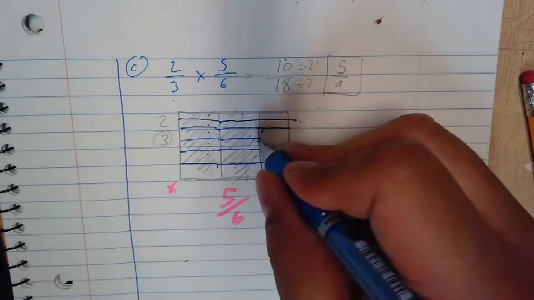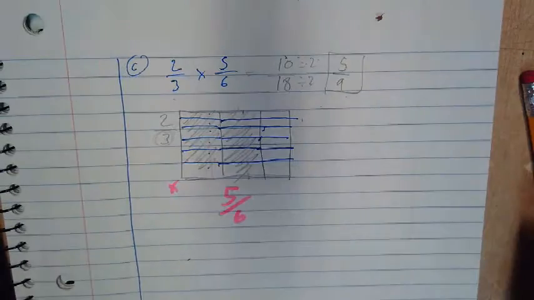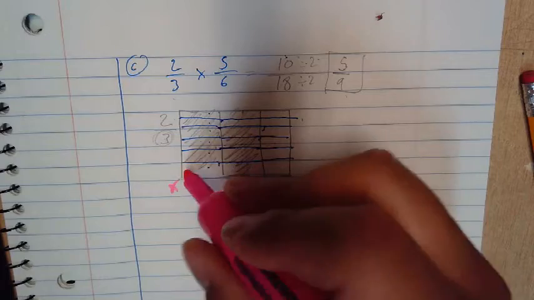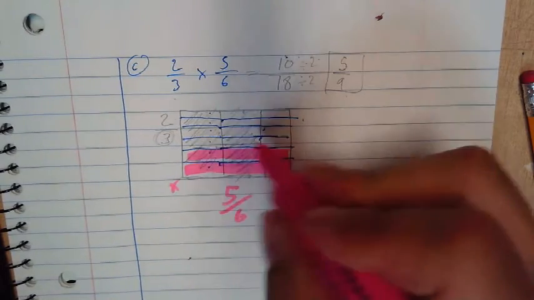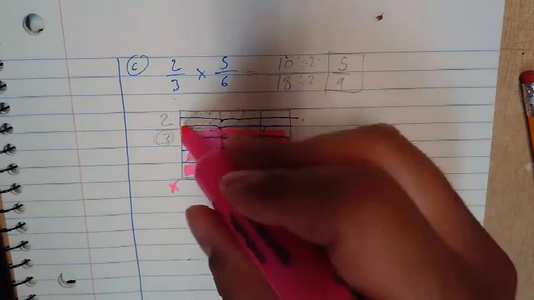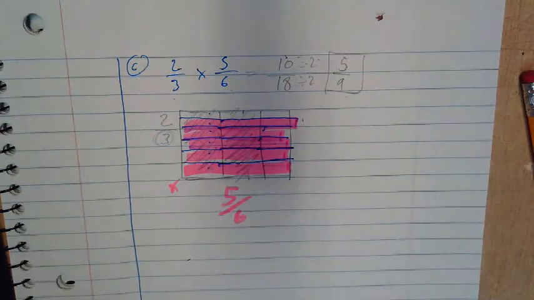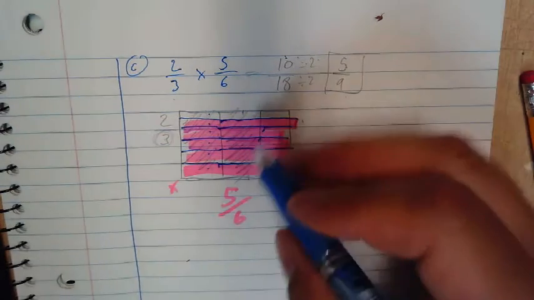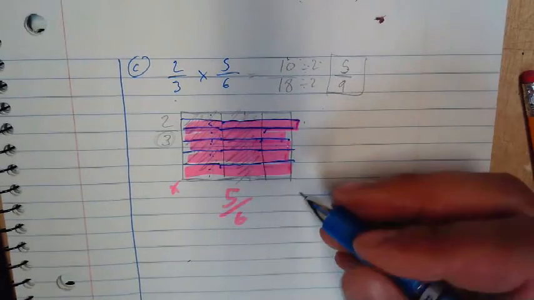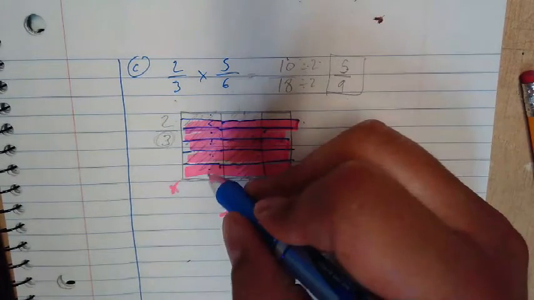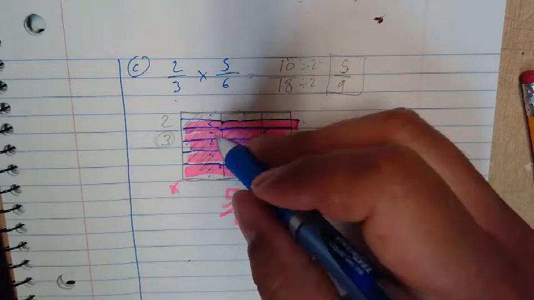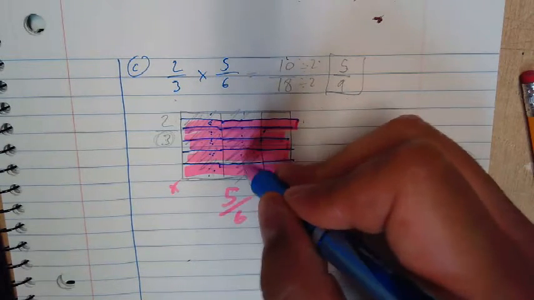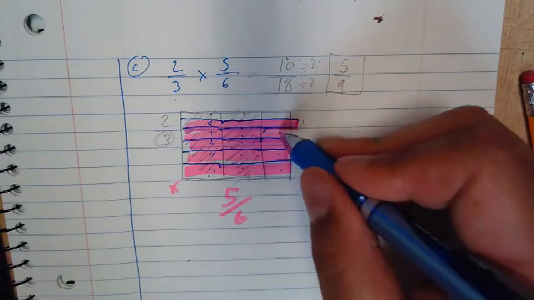You know what? Might as well continue. I only want 5 out of 6. So then you highlight, if you have a highlighter, 3, 4, 5. So it's almost the whole thing, but not quite. Now, here's the deal. How many parts do we now have? By taking each piece and making it into 6, what do we have? We have 1, 2, 3, 4, 5, 6, 7, 8, 9, 10, 11, 12, 13, 14, 15, 16, 17, 18.